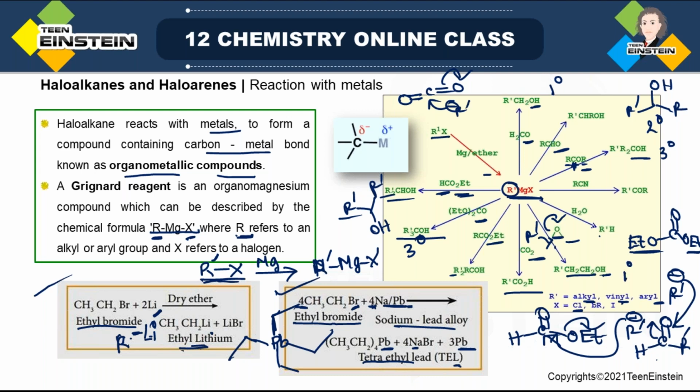So see how versatile is the application of Grignard reagent, which is R'MgX, and R'MgX is basically the product that you are getting when you are treating haloalkane with metal. So this is the reaction of haloalkane with metal. The product is R'MgX, and the product has very versatile applications that we can see here.